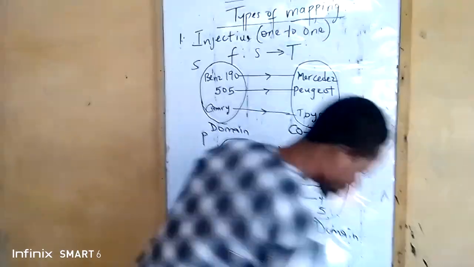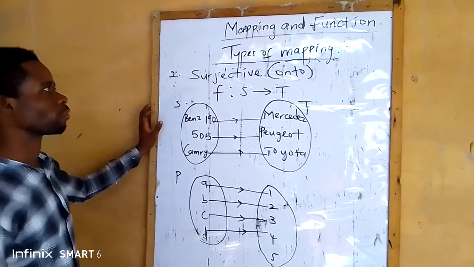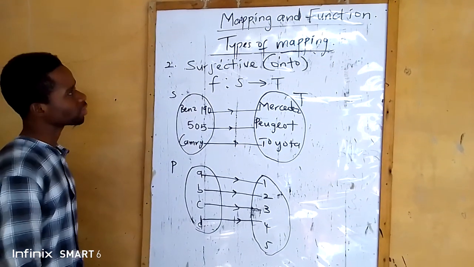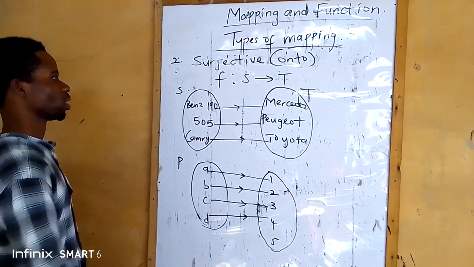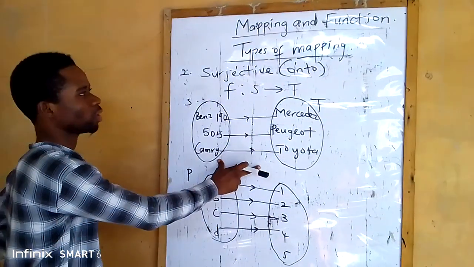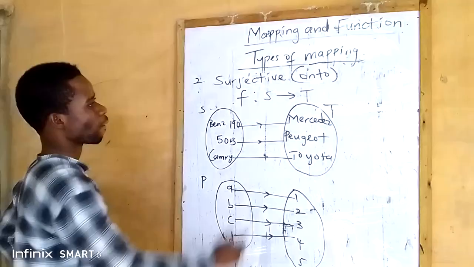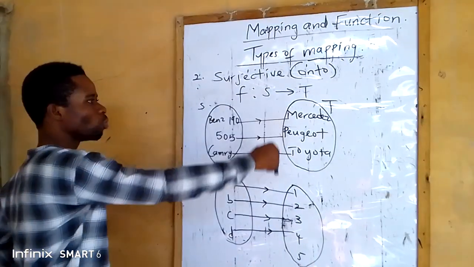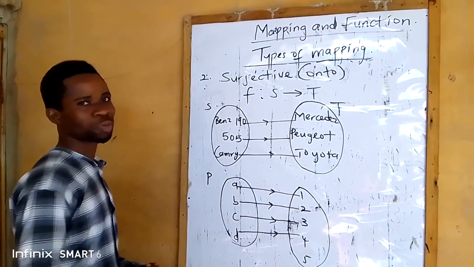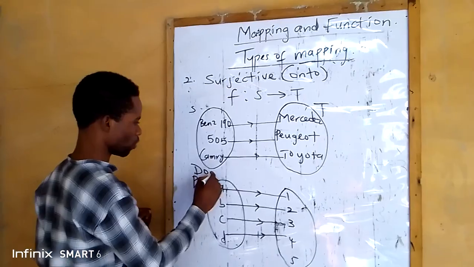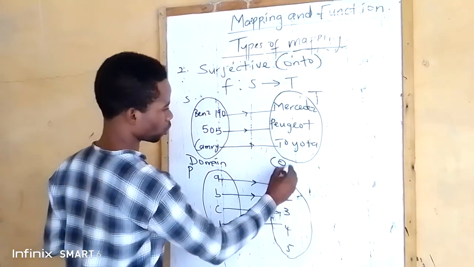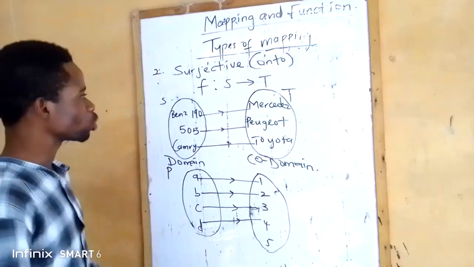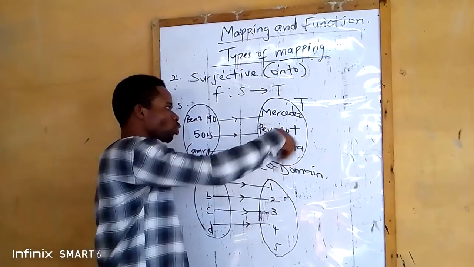Number two, another type of mapping we have is surjective. Don't forget, the first one is injective, the second one is surjective. Now when you look at this first example here, it is a surjective mapping. Why? For you to call any mapping diagram surjective, all the codomain must be an image. This is the domain, and this is the codomain. For me to call this one surjective, all the codomain must be an image.